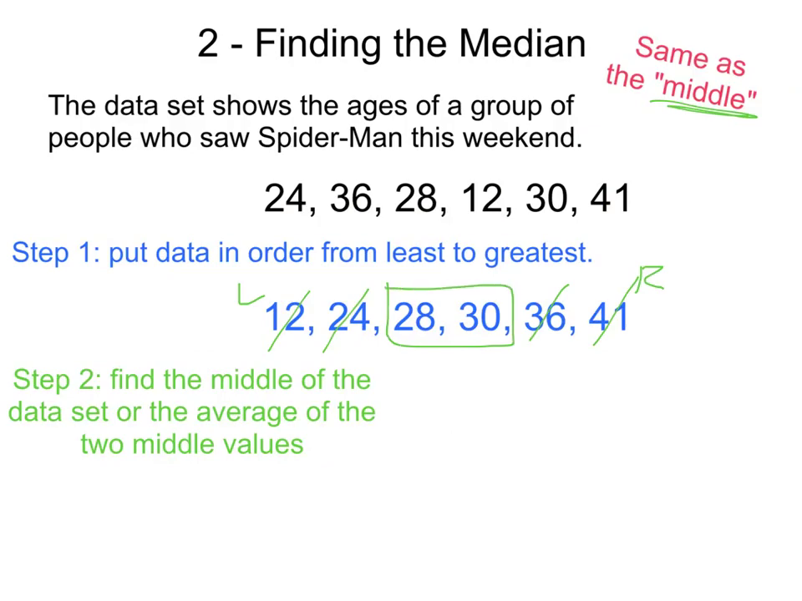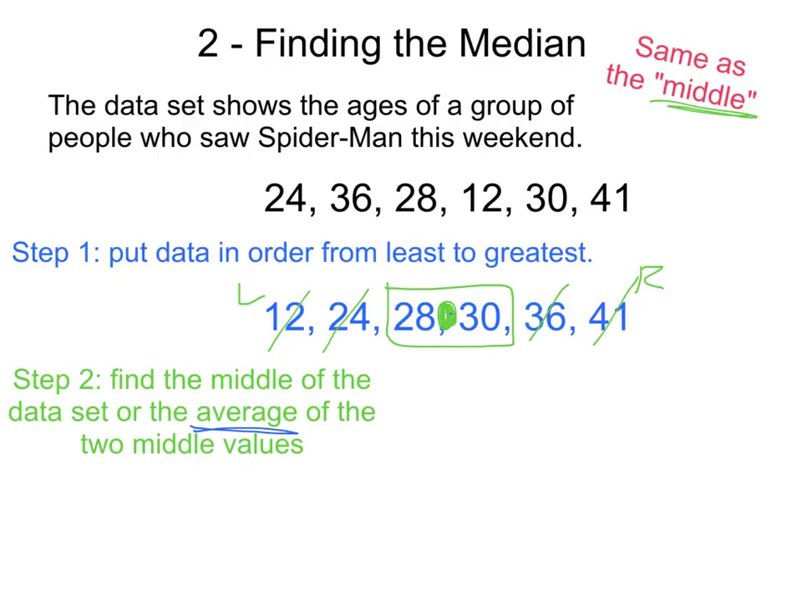So that means that we are looking for the middle of this middle set of data, right in this area right here. So one of our options is, if there happened to be just one number located in the middle, that would be our median. But since we have 2 different numbers, we're going to find the average of these 2.